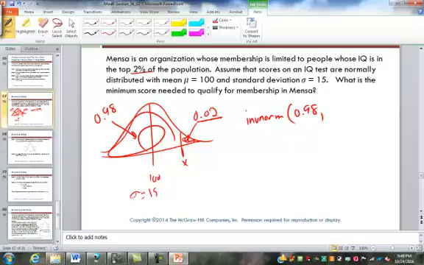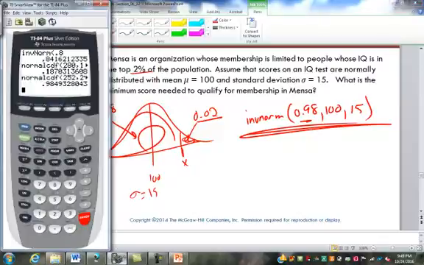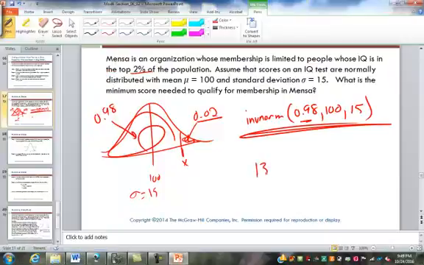So 0.98. Remember, just the probability, and then we're going to put in the mean, which is 100, standard deviation of 15. So in the inverse normal, we don't have an upper limit and a lower limit. We just have the probability. So here we're going to put in second distribution, inverse normal, 0.98, comma, 100, comma, 15. Enter. 130.81, basically.